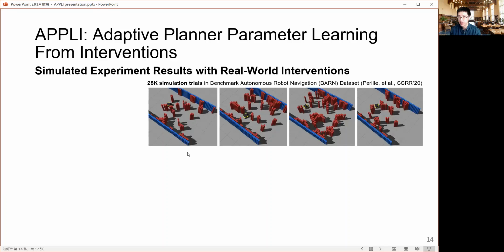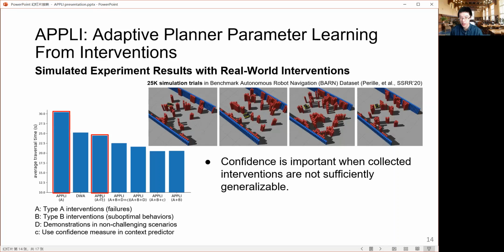Next, to further test the generalizability of APPLI with the 4 real-world interventions we have just seen, we test it in this barn dataset. It's a simulated dataset with simulation trials of different difficulty levels. We run 25K simulation trials in this barn dataset. And we compare again APPLI with different number of interventions, and also with or without this confidence measure in the context predictor. And again, we compare with the default parameters.